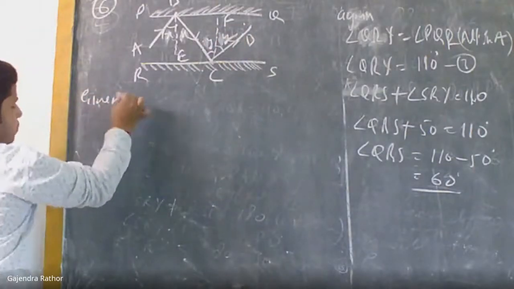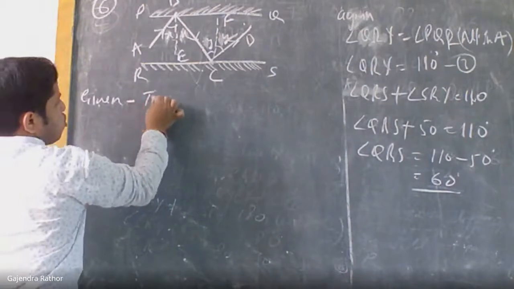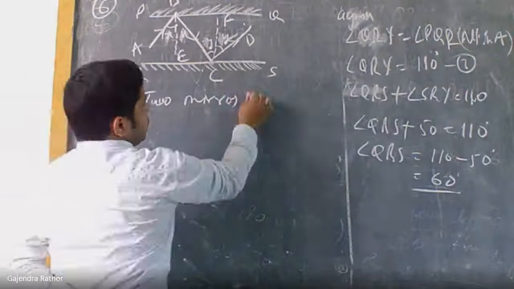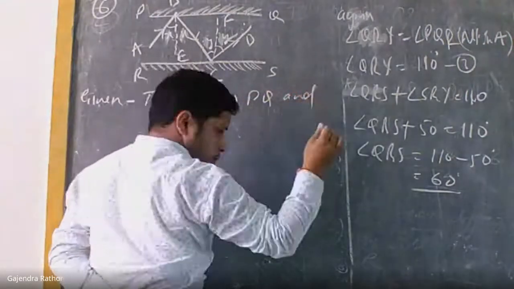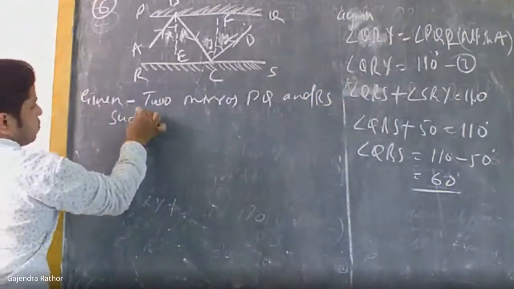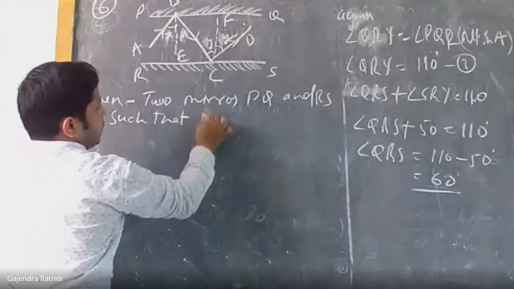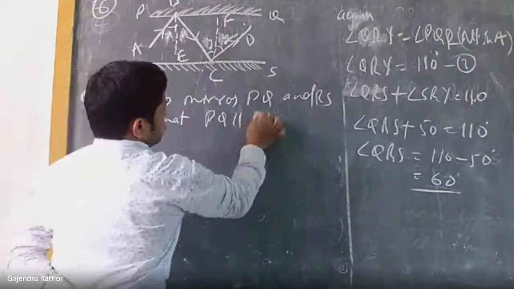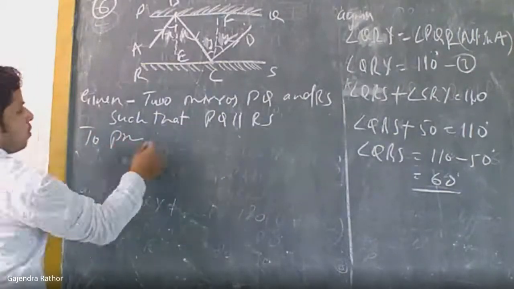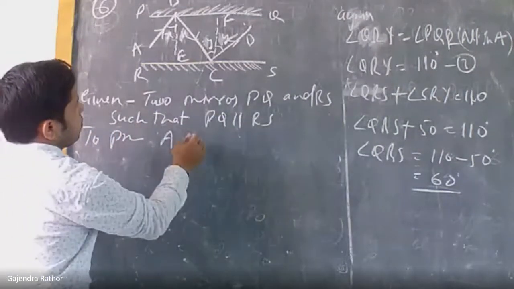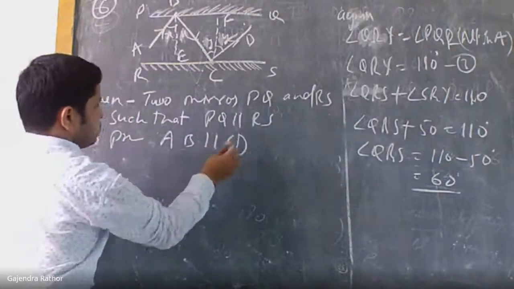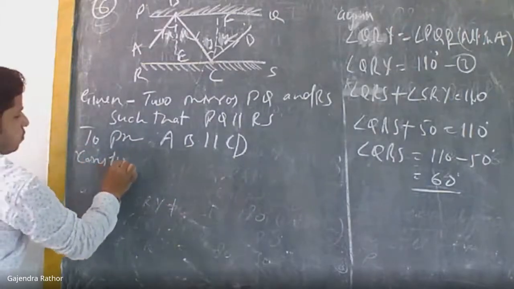First, given: two mirrors. What are the mirrors? PQ and RS such that PQ is parallel to RS. The next is to prove: AB parallel to CD.